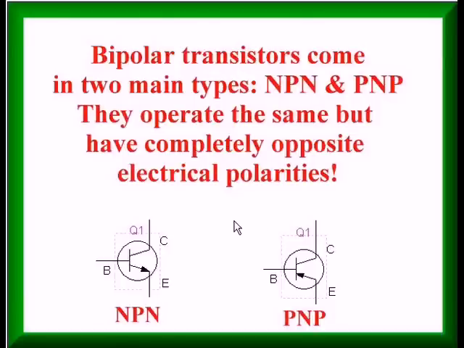Bipolar transistors come in two main types known as NPN and PNP. They operate the same but have completely opposite electrical properties. Let's look at the NPN, which is the subject of this video. The PNP will be covered in a separate video. It's a 3-pin device with a base, emitter, and collector. The base has to be positive with respect to the emitter to forward bias the base-emitter junction, to turn on the device to act as a switch from the emitter to collector. We will see that shortly in the following frames.